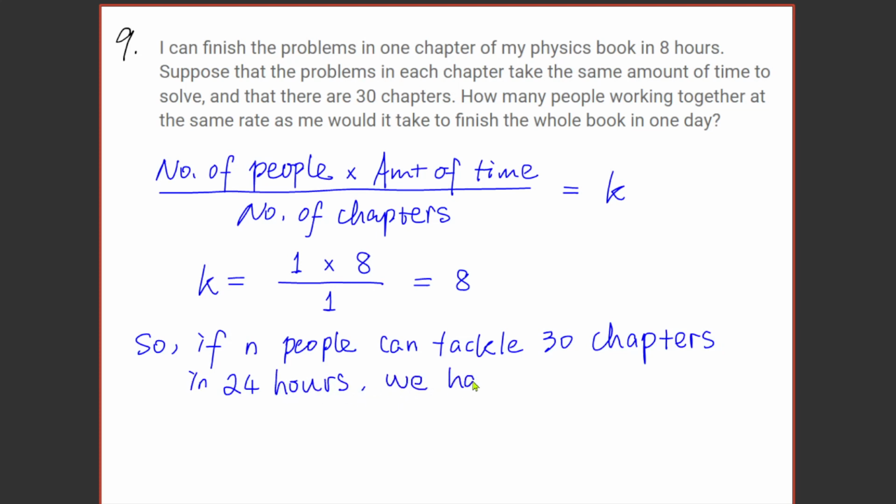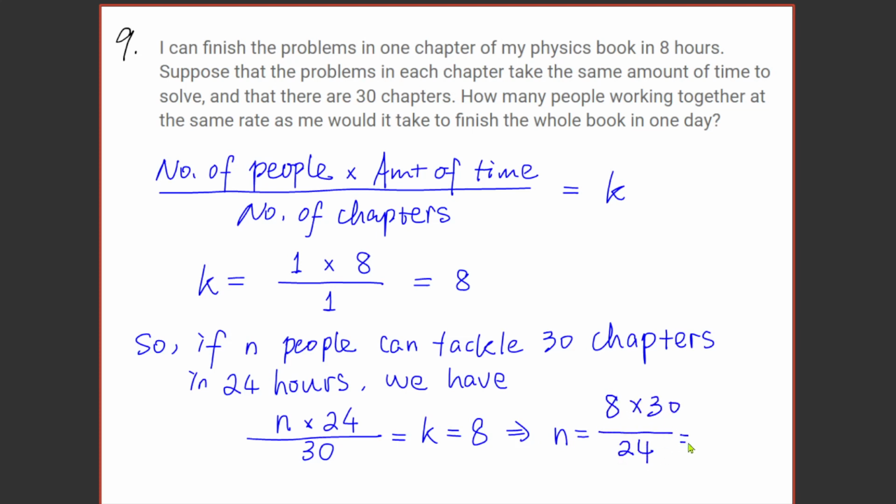we have the following relationship. Number of people is n times the amount of time is 24 hours over 30 chapters. This equals k, right? And we know k equals 8. Therefore, we can solve n must equal 8 times 30 over 24. And this gives us 10 people, right? So we need 10 people here. Again, have a look at the solution here. Any questions, just let me know, okay?